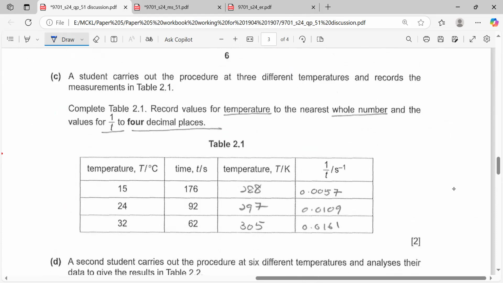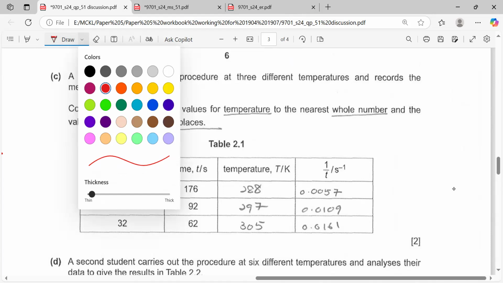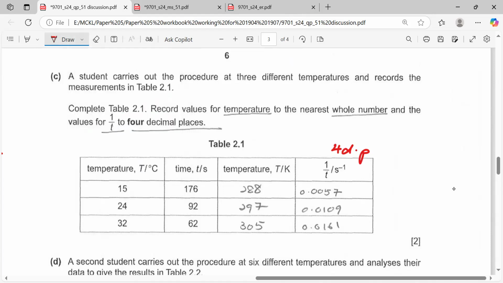Okay, so this is processed data. Normally, for processed data, we will use 3 to 4 significant figures, but here they want 4 decimal places, so we have to follow 4 decimal places. Okay, so let me write down here: you want 4 decimal places for this one, and for this one, you want the temperature to be a whole number. Okay, so therefore, I think for this one you just check whether you made any mistake.